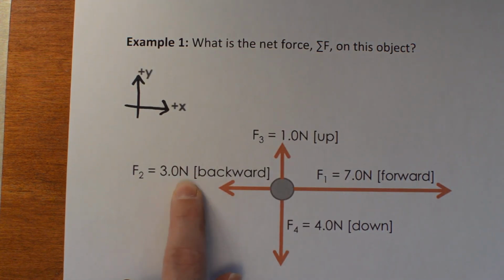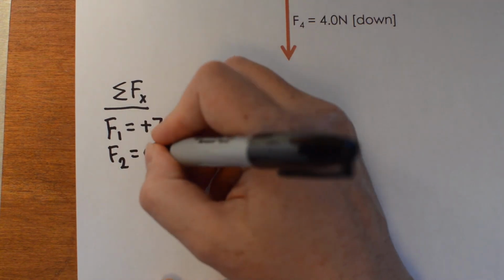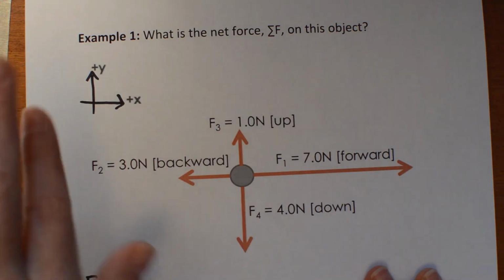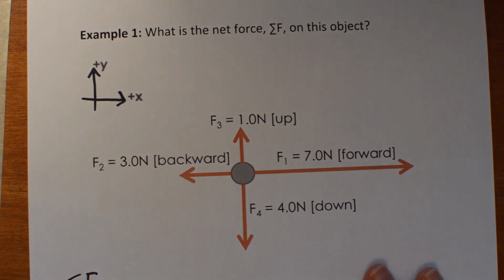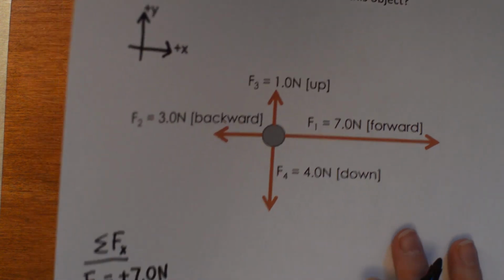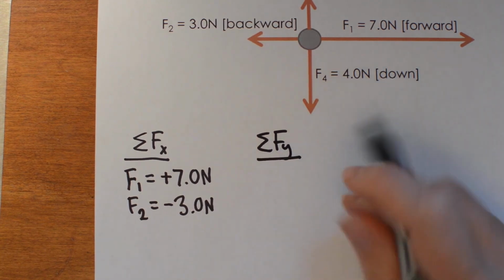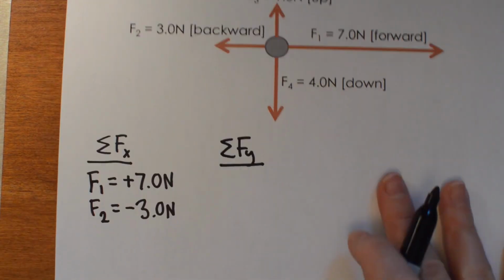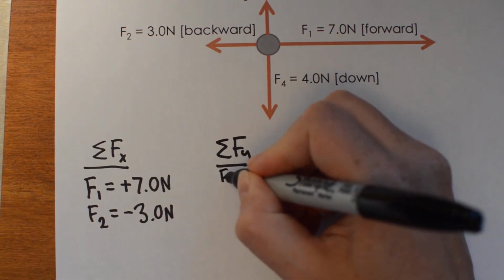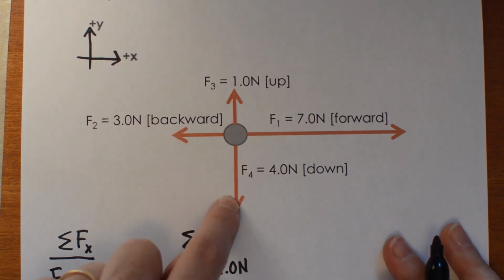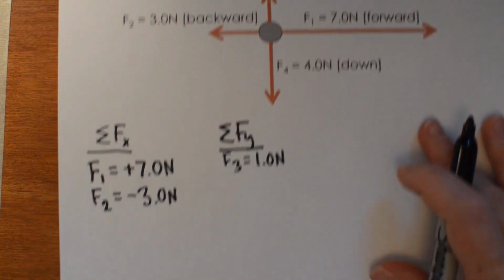F2 is also an x direction force, but it's backwards, so it's going to be -3 newtons. F3 and F4 have no components in the x direction, so I don't need to write them down here at all. In the y direction, if I sum up my forces in y, I have this F3, which is +1, and my F4 is down, so that's -4 newtons.